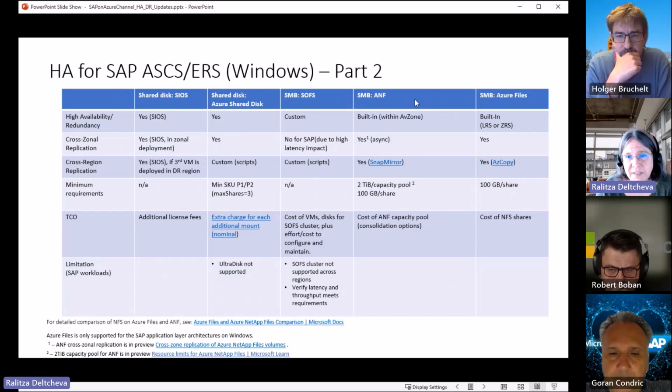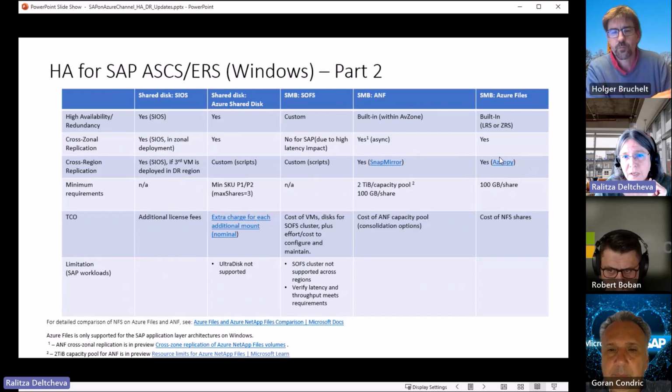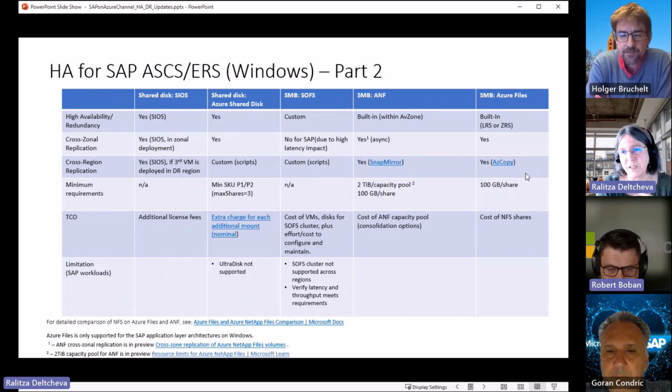So you have, in a similar fashion here, the two first-party services, right? So you can deploy with SMB on Azure Files, or you can deploy with SMB on ANF. In terms of cross-zonal replication, everything we discussed is applicable here as well. And for cross-regional replication, I just want to point out that with SMB on Azure Files, you also have the option to do AzCopy. So you don't have to do robocopy, which is usually the equivalent of rsync in Linux.